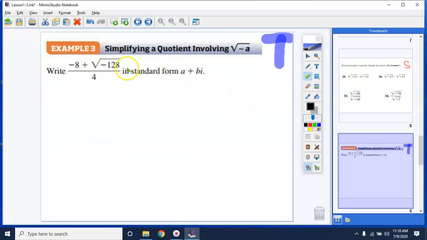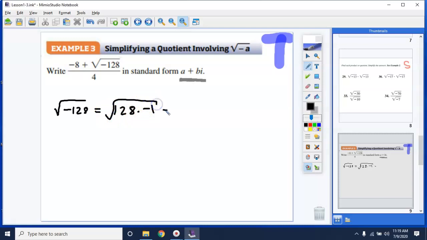So as you've seen, we are going to simplify this and write in standard form a plus bi. So let's simplify. That's the whole point. To do so, first of all, I should take care of this one first, everyone. Square root of -128. So I'm going to write like this, and then separate them. Square root of 128 times square root of -1.